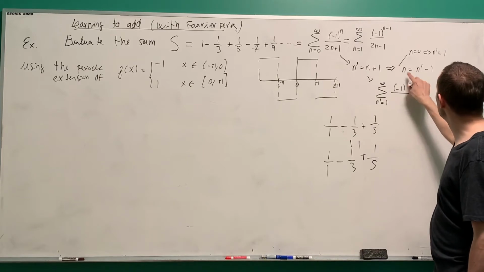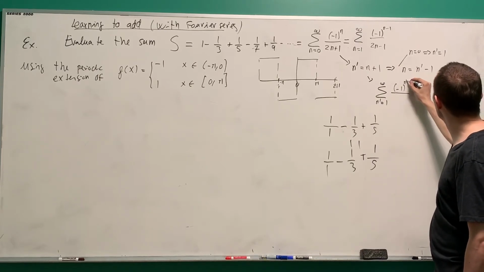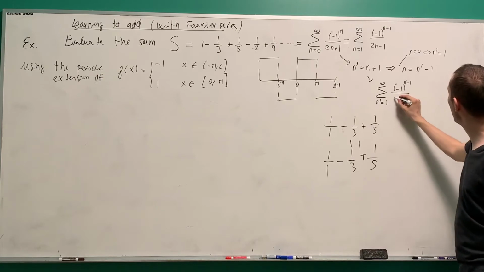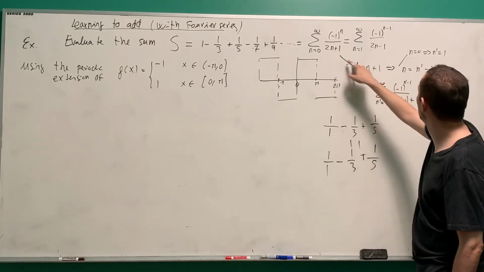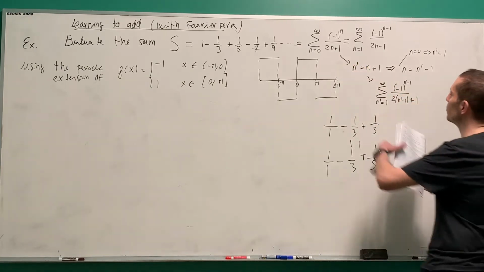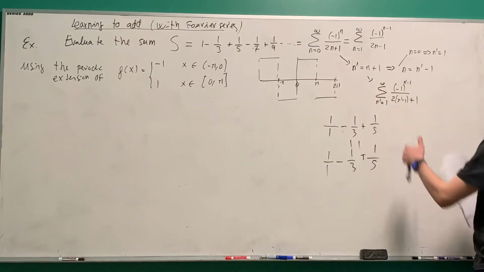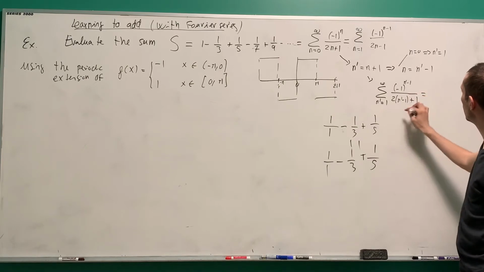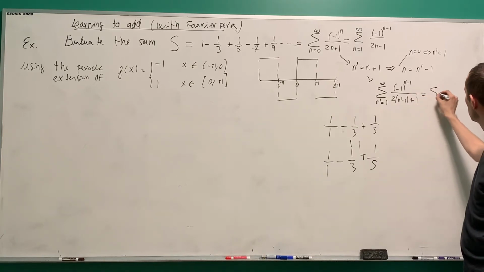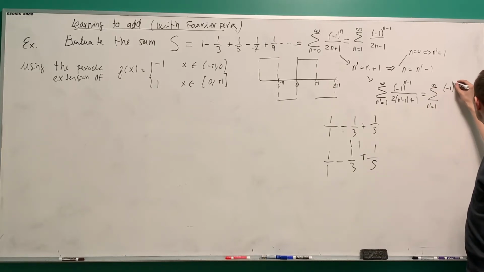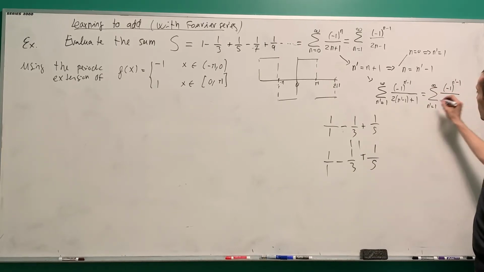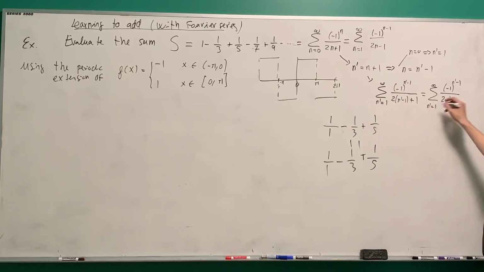Cool. Now, I get here minus 1 to the n, and I substitute n by n prime minus 1. So minus 1 to the n prime minus 1, and I divide by 2 times n prime minus 1, plus 1. When I see an n, I write n prime minus 1. I simplify that denominator: this is the sum from n prime equals 1 to infinity of minus 1 to the n prime minus 1, divided by 2 n prime, minus 2 plus 1, that's minus 1. There you go. So I get this series.